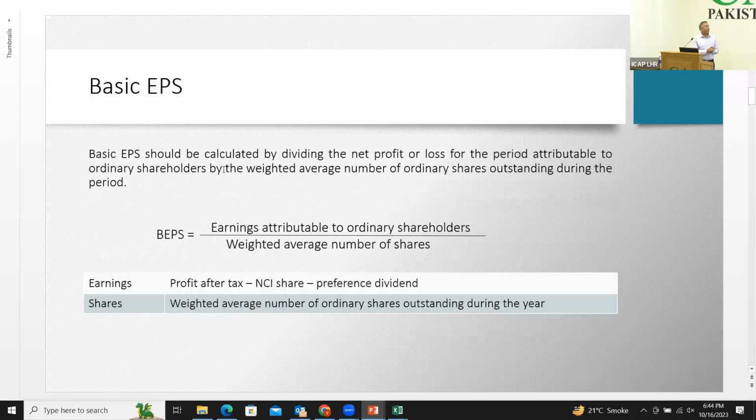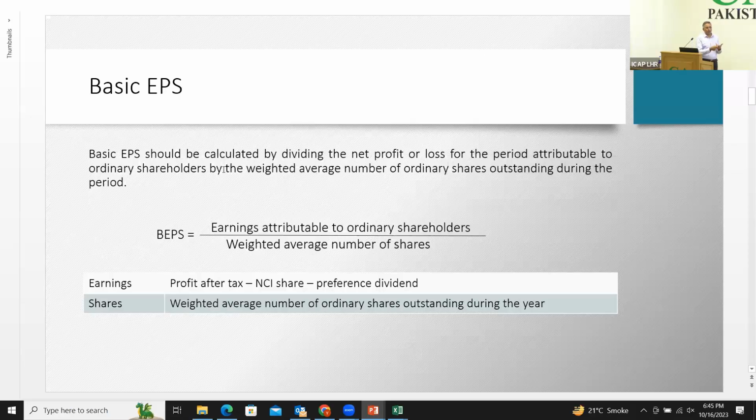What is basic earning per share? Basic earning per share is basically earnings attributable to ordinary shareholders. This is very important. Attributable to ordinary shareholders means that earning which is available to ordinary shareholders.